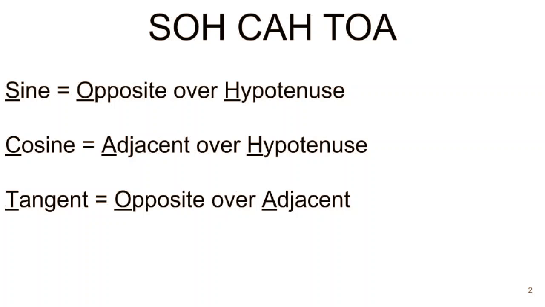S-O-H tells us sine equals opposite over hypotenuse. C-A-H tells us cosine equals adjacent over hypotenuse. And T-O-A tells us that tangent equals opposite over adjacent.